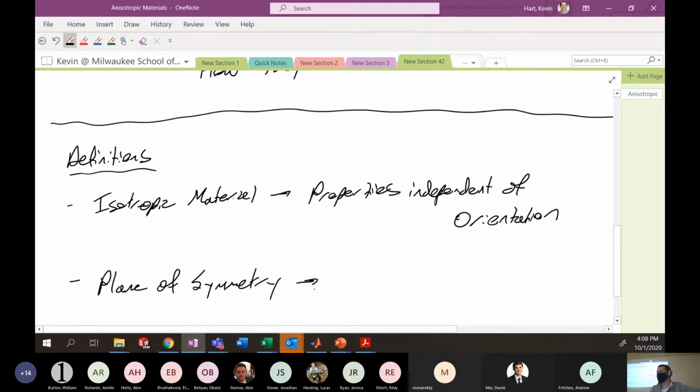All right. We need to describe what a plane of symmetry is. Okay. A plane of symmetry is a plane with an outward normal that we could rotate 180 degrees around that outward normal and still have the same properties of that material. I'll show an example in just a second.